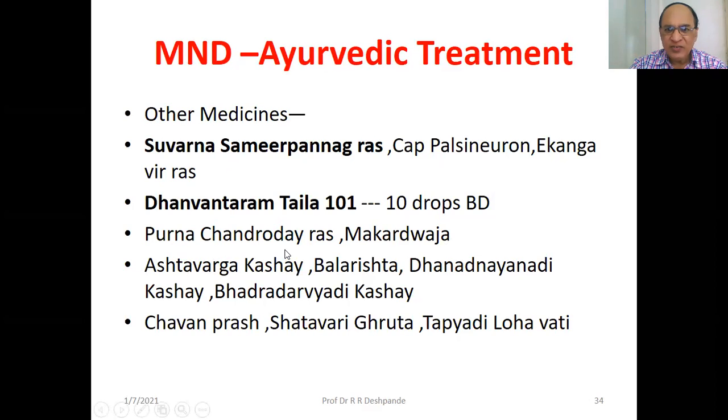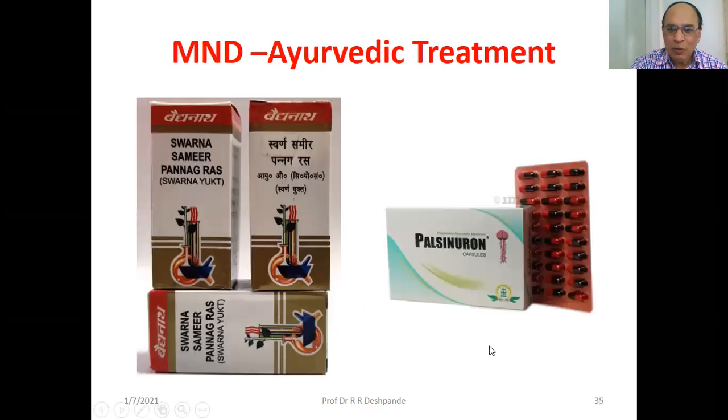Purna Chandrodaya, Makaradhwaja, Ashtavarga Kashaya, Balarishta, Dhanadanayanadi Kashaya. I know pronunciation is difficult. Write down Dhanadanayanadi Kashaya. Kashaya is a decoction. Then Bhadradarvyadi Kashaya, Chyavanaprash, Shatavari Ghrita, and Tapyadi Loha Vati.